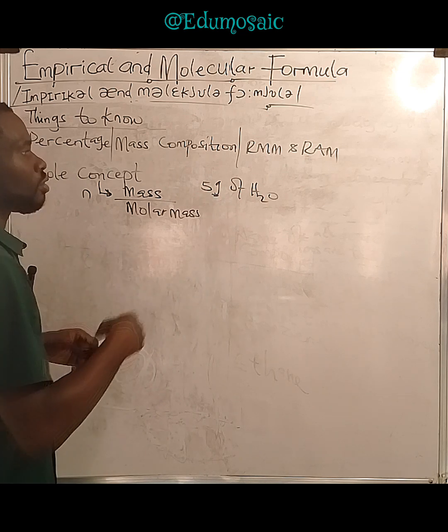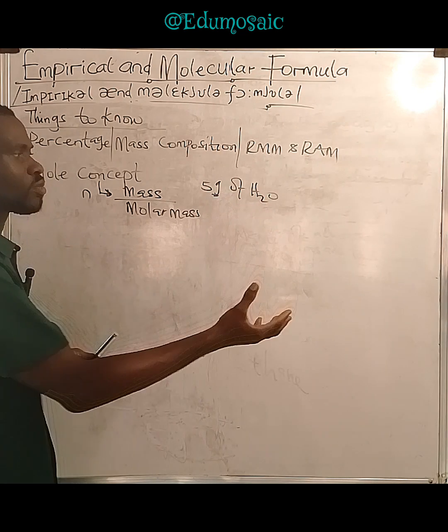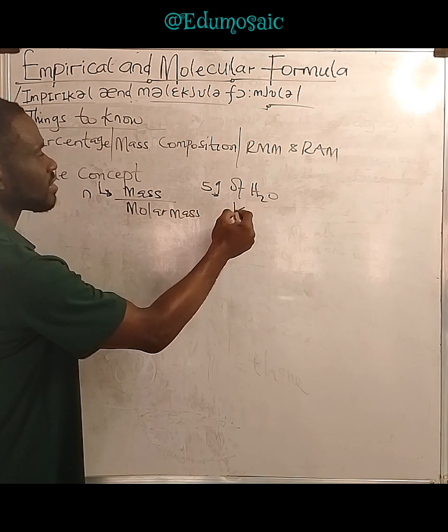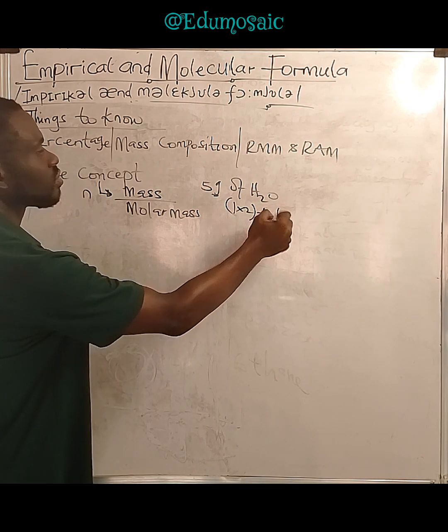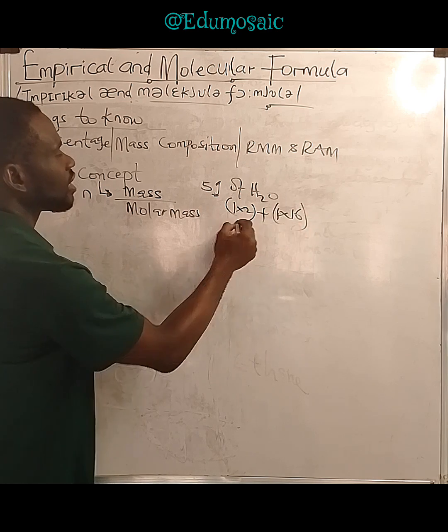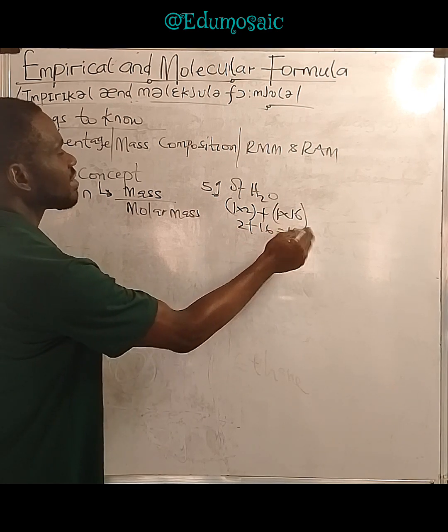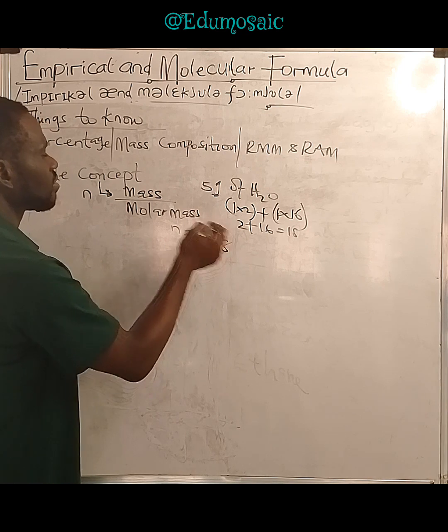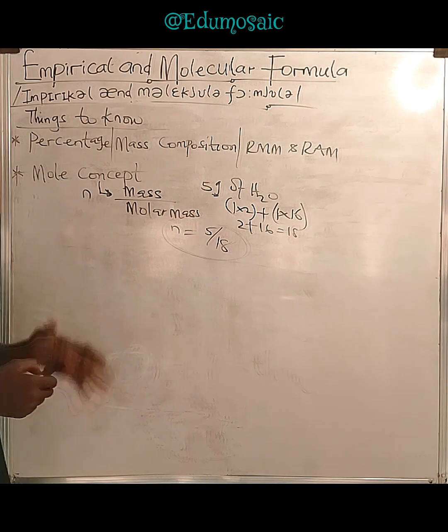And so all we just have to do is to get the molecular mass. We've worked on how to get molecular mass already. So the molecular mass of H2O: hydrogen is 1 times 2, then oxygen is 1 times 16. Altogether we have 2 plus 16, which is 18. So what's the mole of this? The mole of this is 5 over 18. So just solve that. That's how to get mole.